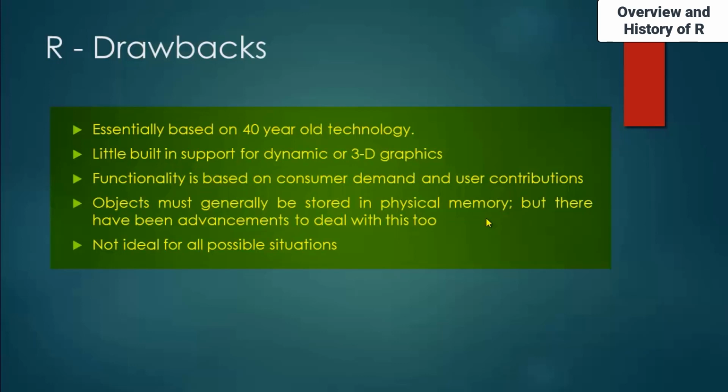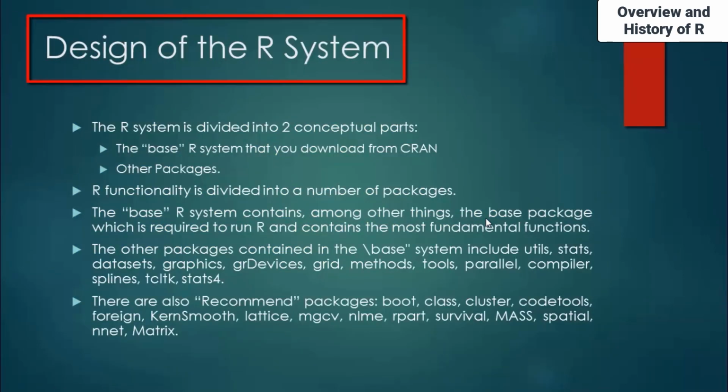And the functionality is based on consumer demand. Whatever functionalities you require from the R package might not necessarily be available in the current version. If you want a functionality, maybe you can create it, or you can hire someone who is well versed in R programming and ask them to contribute. Objects must generally be stored in physical memory, but there have been advancements in this field too. I'll tell you about that later once we get into the parameters. R programming is not ideal for all possible situations, but this goes with any software, free or paid, whichever the case may be.